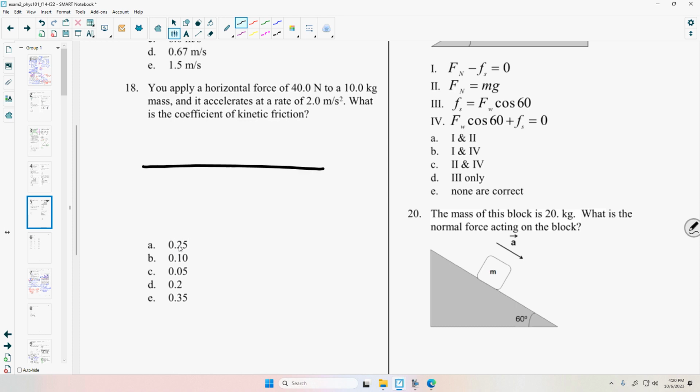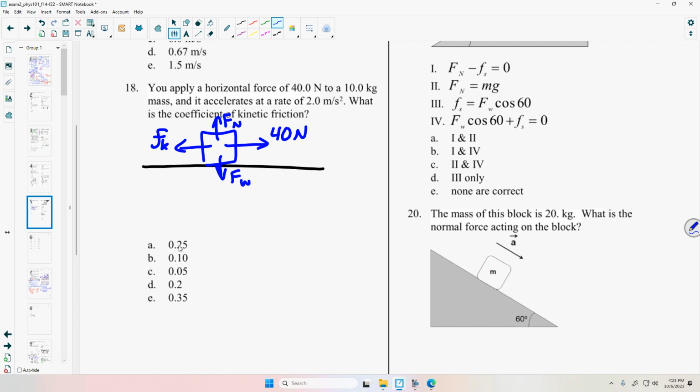It's going to be the same procedure. I'll draw my picture. I'll label my forces. My horizontal force is 40 newtons. It really doesn't matter the direction that you draw it. It'll work out. If you draw it the opposite direction, the signs will cancel out. And there's another force in this direction. That is my kinetic frictional force. There's also the normal force, Fn, and then there's also Fw.